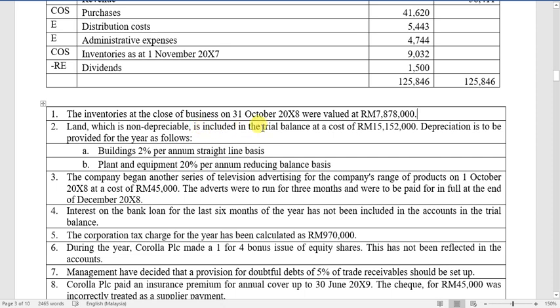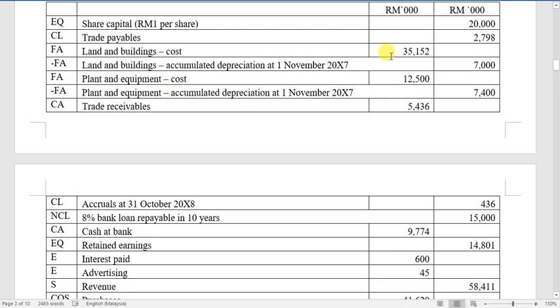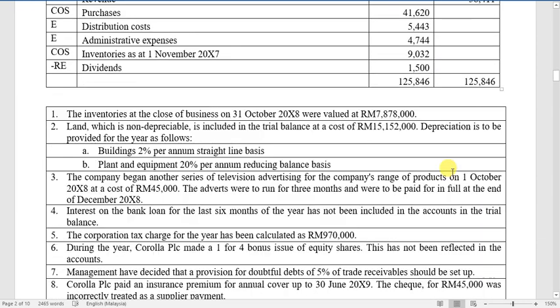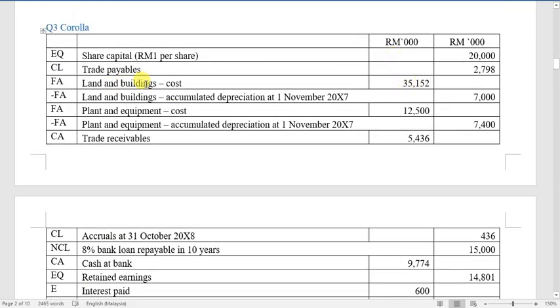Land, which is not depreciable, is included at cost. So here they tell you that the land is 15,152. Right? 15,152. So what is the cost? What is the value of your building? Hello? 20,000 is the value of your building.